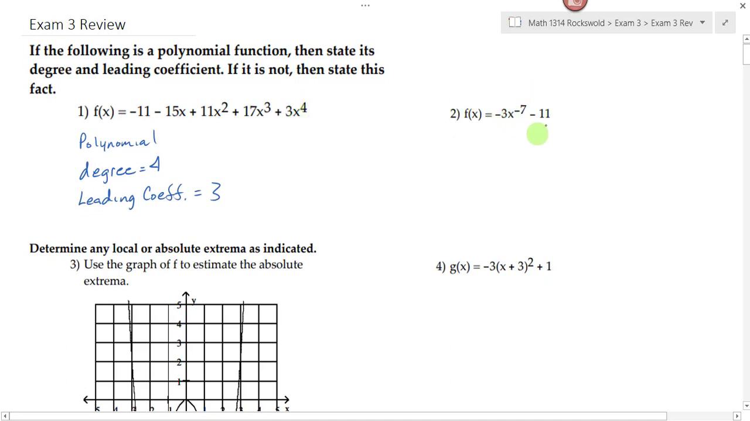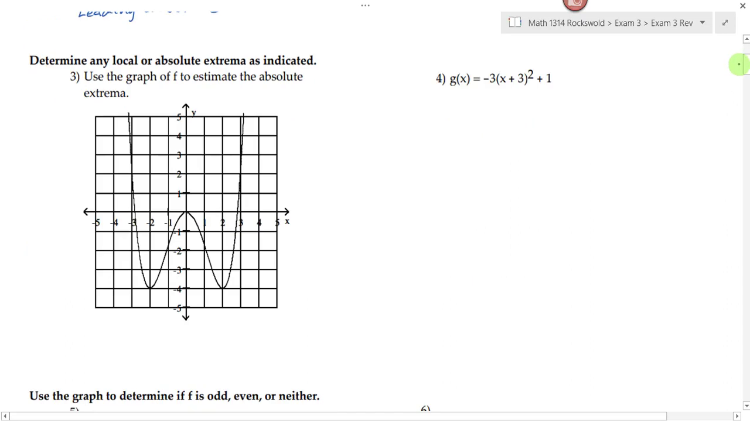Is this a polynomial on number 2? Why is it not a polynomial? Good, because that power on x is a negative. On number 3, you're asked to determine any local or absolute extrema as indicated.